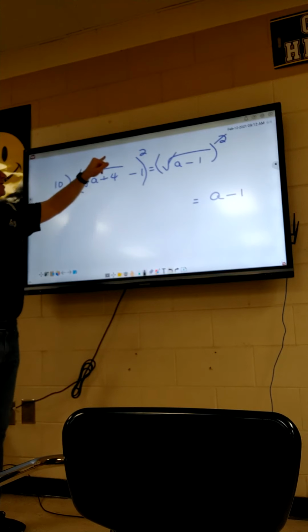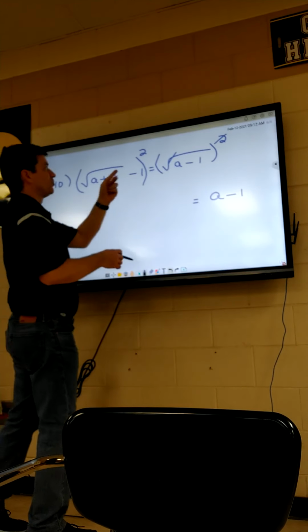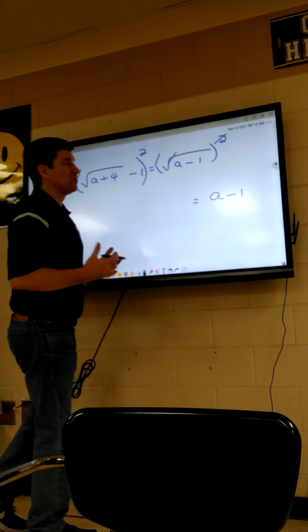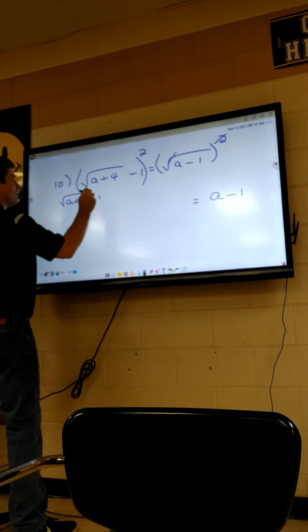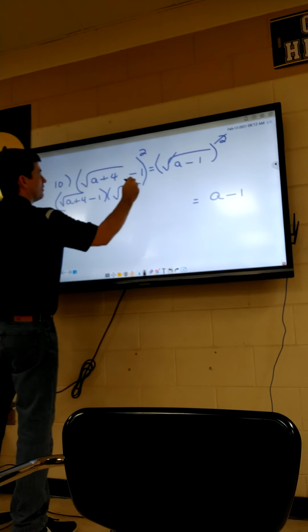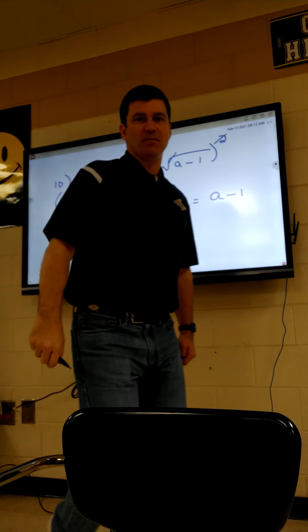Will the square cancel out the square root on the left side? No, why not? The -1 messes everything up. So what do we have to do? We got to write that twice, and you got to FOIL it out. All right, so I'm going to let y'all write that down, then we'll FOIL it out together.